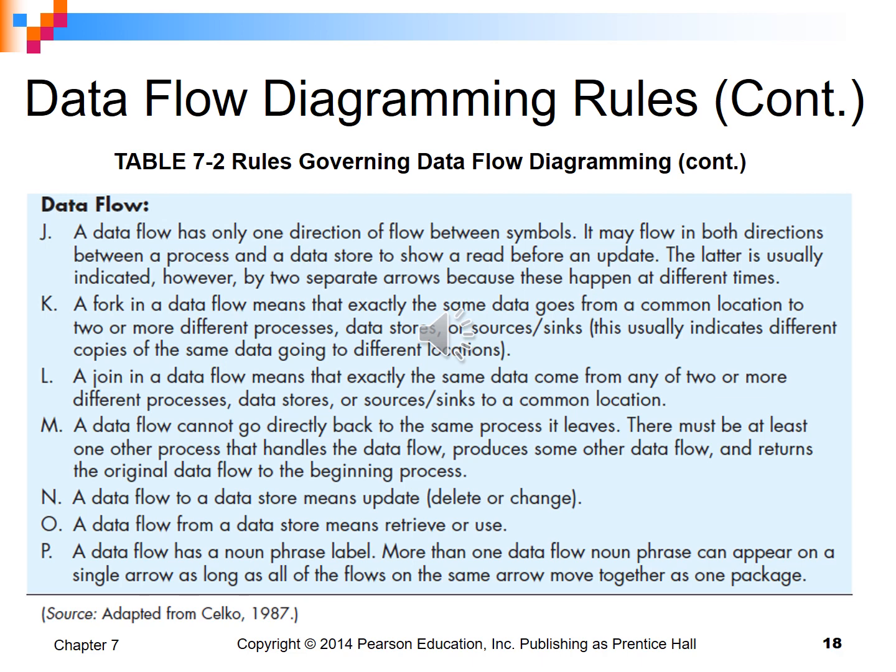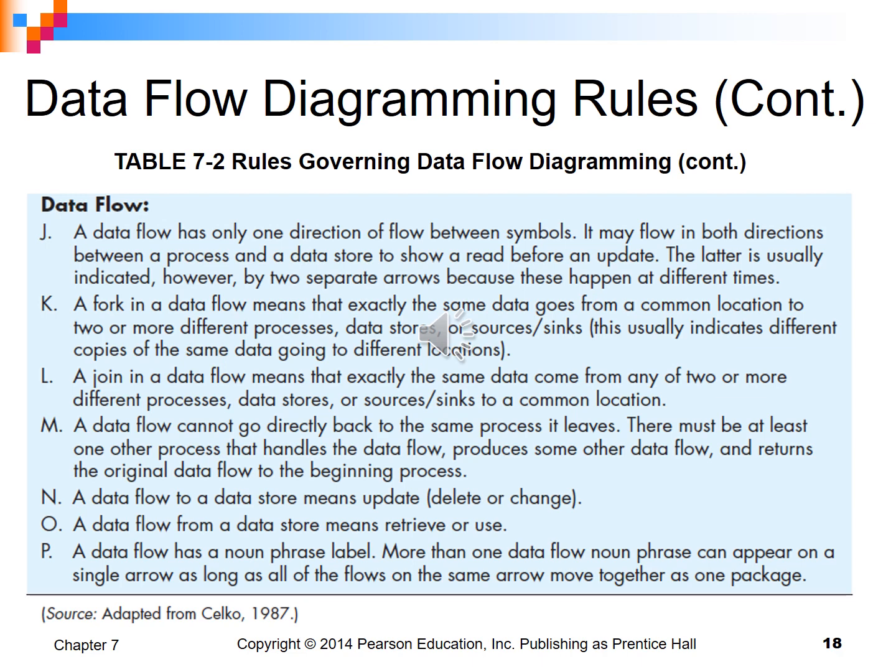It may flow in both directions between a process and a data store to show a read before an update. The latter is usually indicated, however, by two separate arrows, because these happen at different times. The call happens, and then it returns. So you cannot have it. A fork in a data flow means that exactly the same data, the same parameter, goes from a common location to two or more different processes, whether data store, source, or sink.